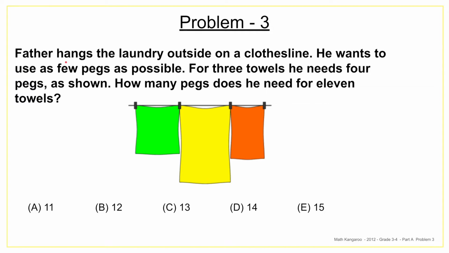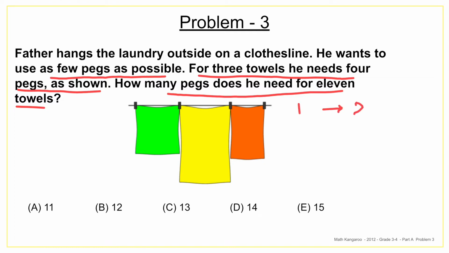Problem 3. Father hangs the laundry outside on a clothesline. He wants to use as few bags as possible. For 3 towels, he needs 4 bags, as shown. How many bags does he need for 11 towels? So let's start from here. For 1 towel, he needs 2 bags. For 2 towels, he needs 3 bags. For 3 towels, he needs 4 bags.